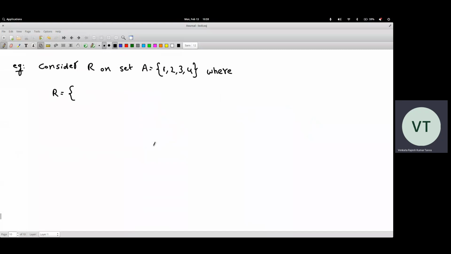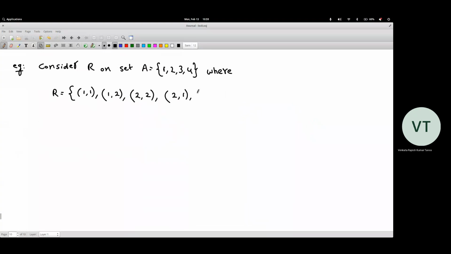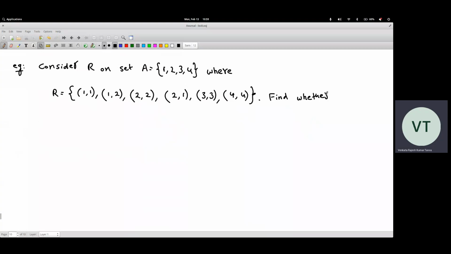So we are taking one particular subset, and that is 1, 1, 1, 2, 2, 2, 2, 1, 3, 3, and 4, 4. Okay, so find whether R is an equivalence relation. So can you think and tell me whether this is an equivalence relation or not?